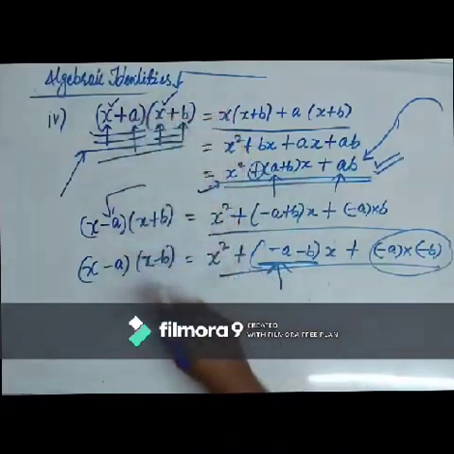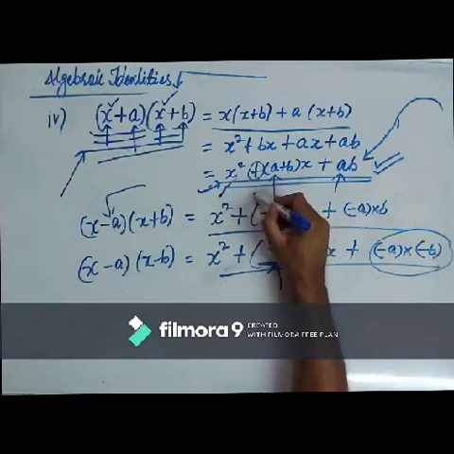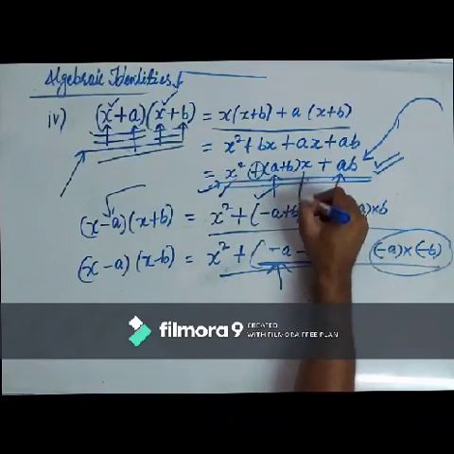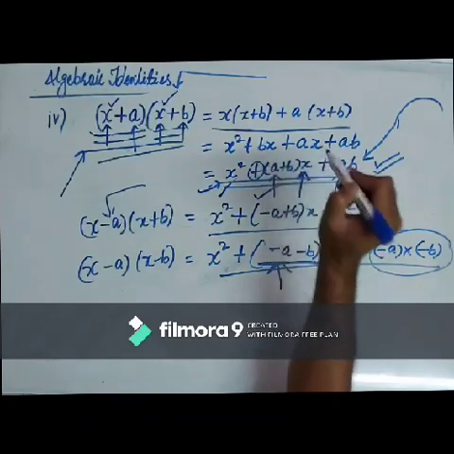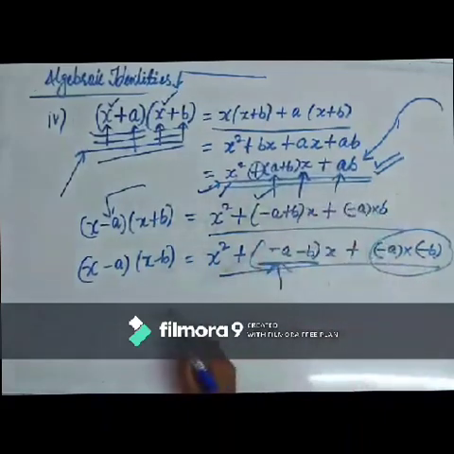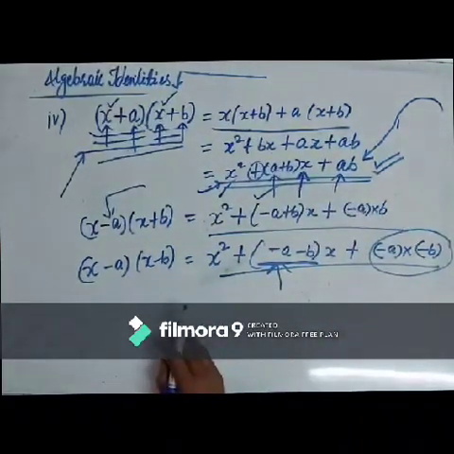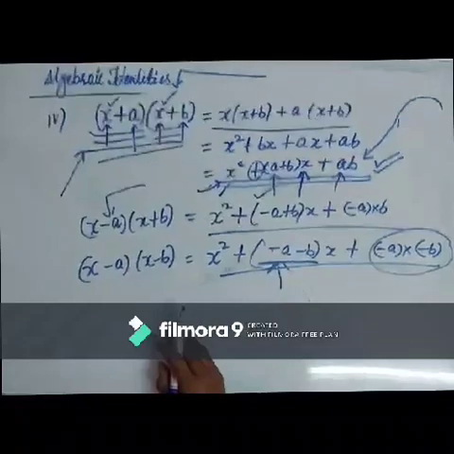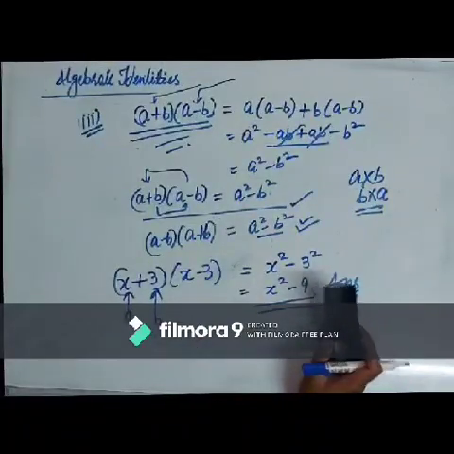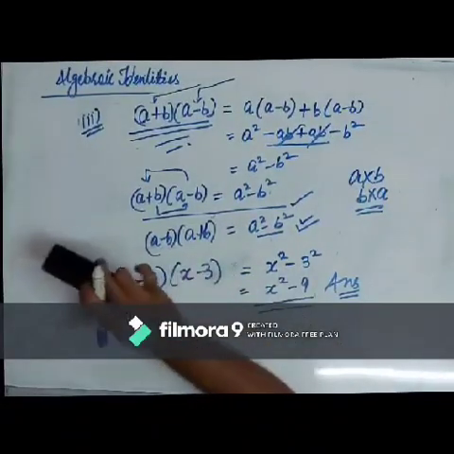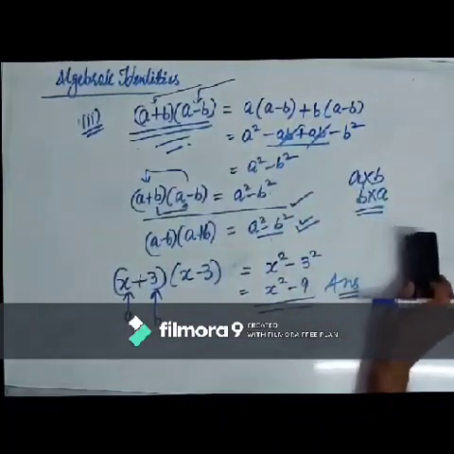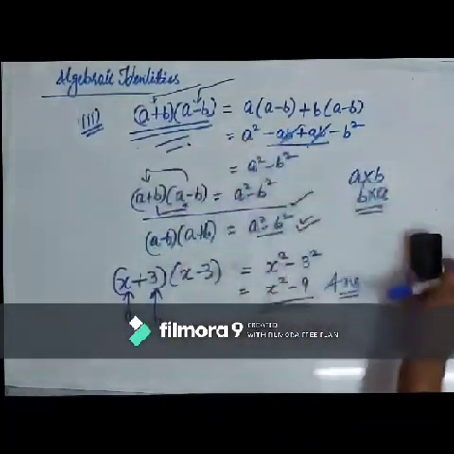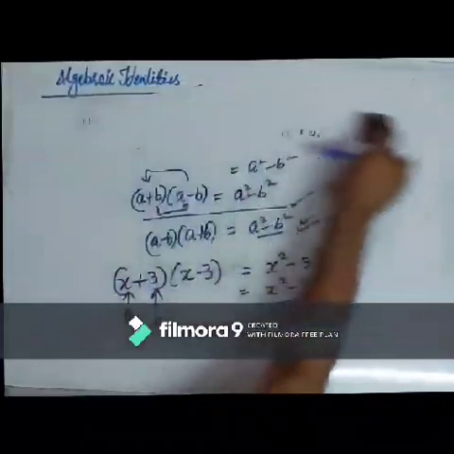x plus a into x plus b is equal to x square plus a plus b into x, binomial into monomial, plus ab. So this is your identity number 4. There is nothing to do about finding like terms or unlike terms. Just copy the identity, resemble the terms and copy the identity. That's all. You will get the answer.